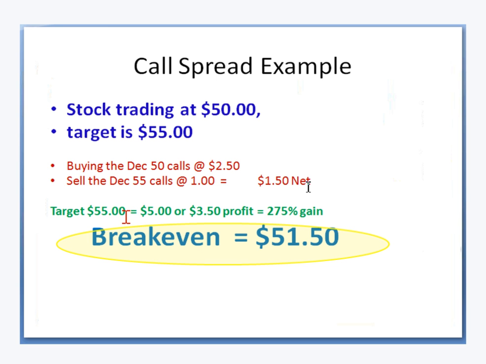Now if your target is 55 and it goes to that level, instead of when it goes to $5, you make a $3.50 profit. So instead of making 100% profit, now you're at a 275% gain. Plus, your break even is $51.50, $1 lower.